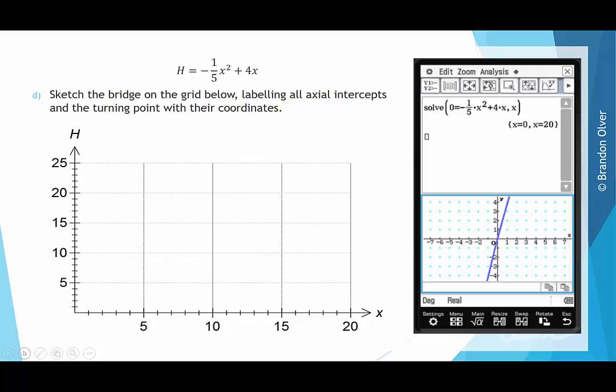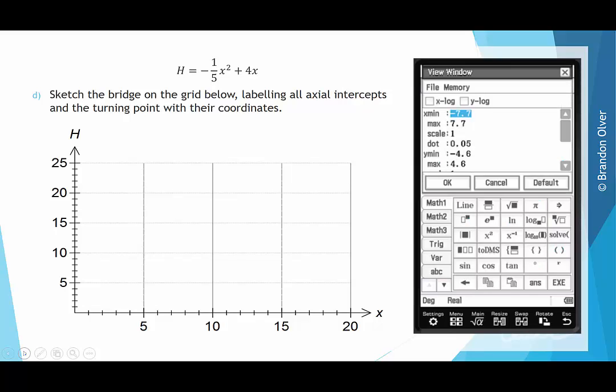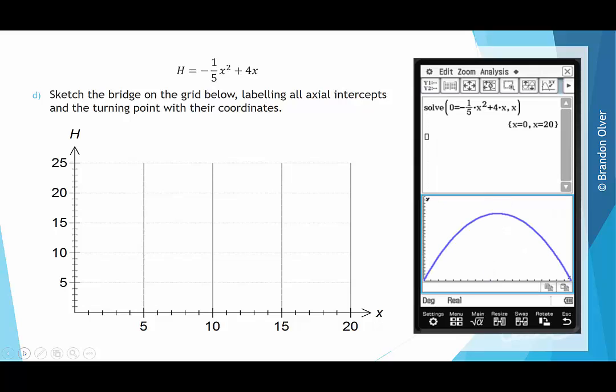Now, the graph isn't shown, or the parts that we want to see aren't shown, so we can tap this icon in blue, and we can set our view screen. So we want to start at 0 on the X and go up to 20. And on the Y, we want to start at 0 and go to 25, which is what's shown on the grid. So if we press OK, we'll get a good view of our bridge.